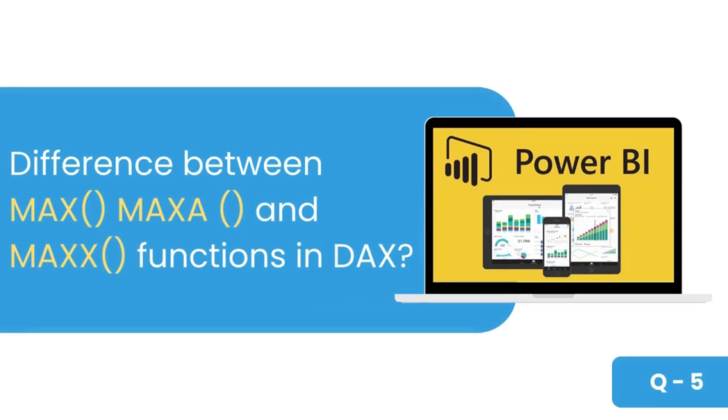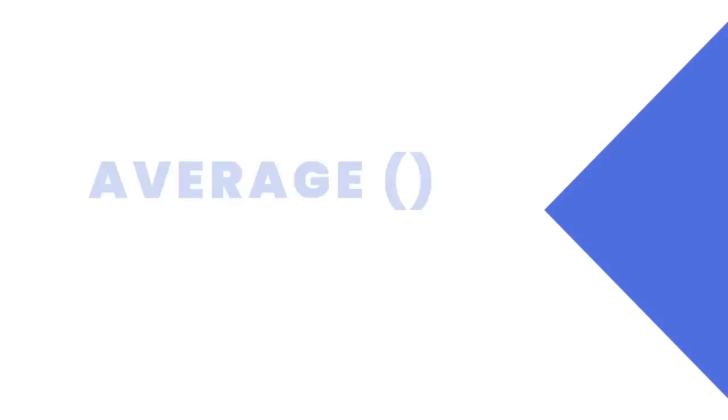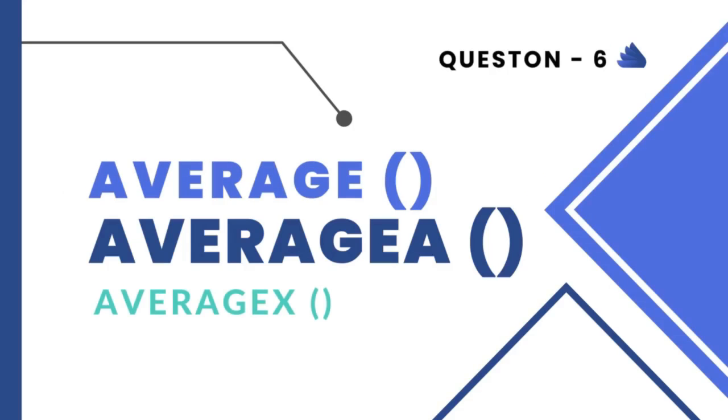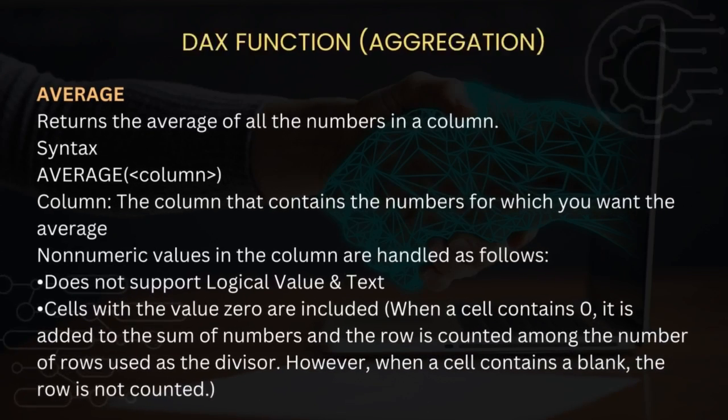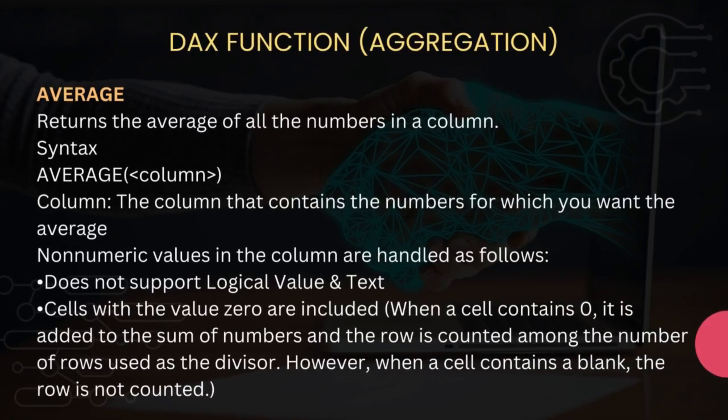Alright, then the next question is, what is the difference between AVERAGE, AVERAGEA and AVERAGEX DAX functions in Power BI? So let's start with AVERAGE. The AVERAGE DAX function returns the average of all the numbers in a particular column.